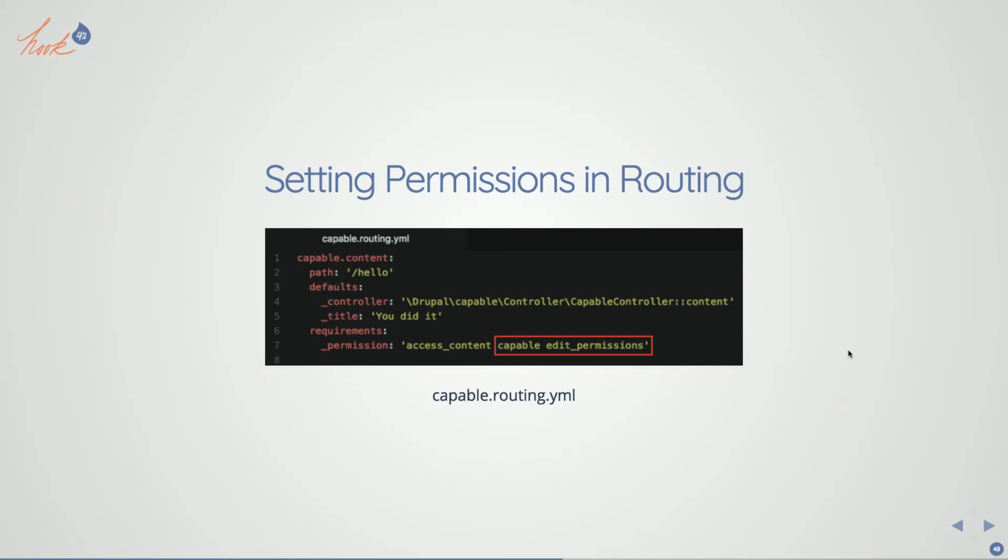You can also set these permissions in routing if you've noticed this. So you can create a custom permission and then assign that permission to a route, so only users with that permission can hit that route. See, it all interconnects. It's just a lot of information. So in this case, anyone who has the edit permissions permission can hit that hello page.